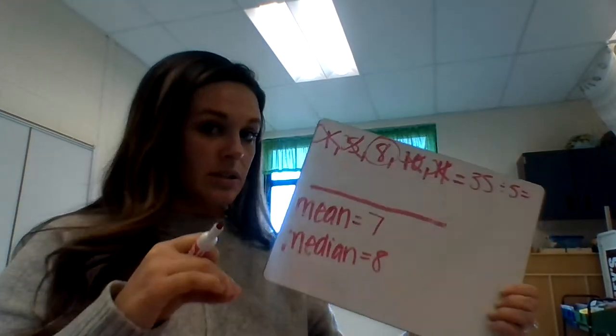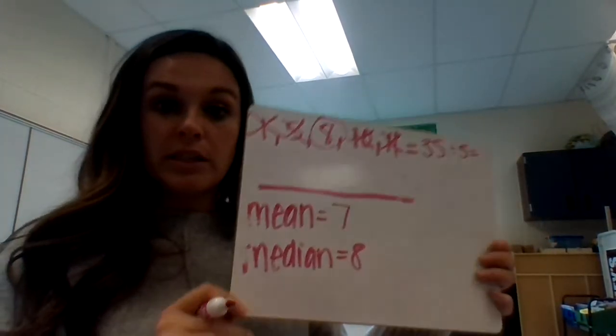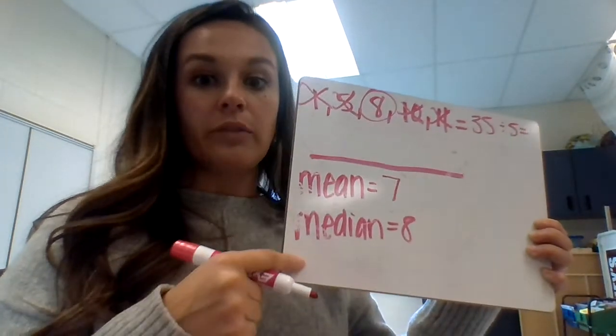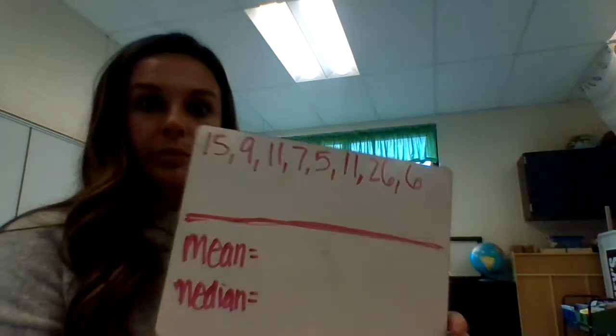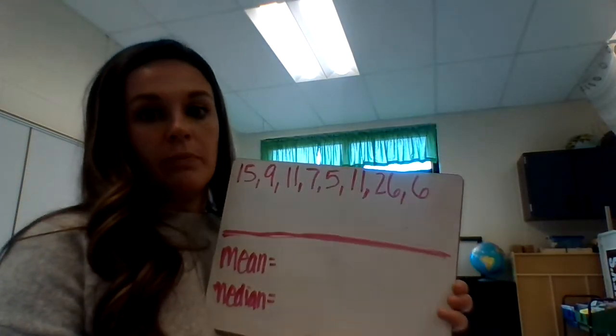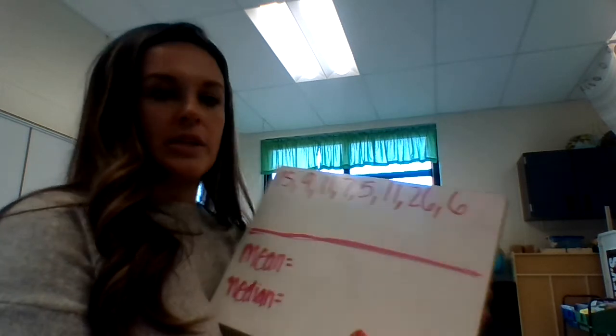And these are examples straight from your lesson. So one of them asks for the mean and one of them asks for the median. Next one, these numbers are not in numerical order. So we'll do the mean first for this one.